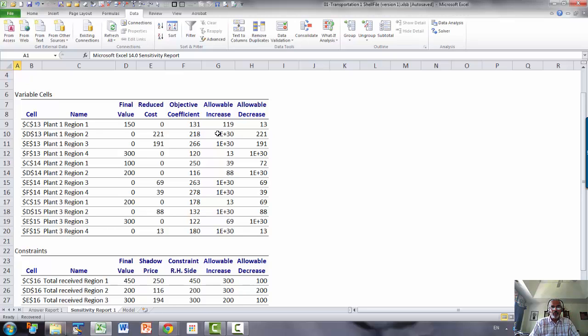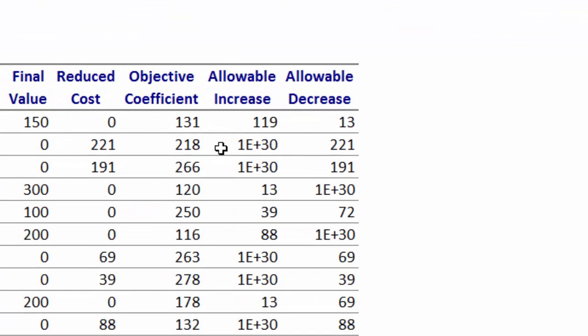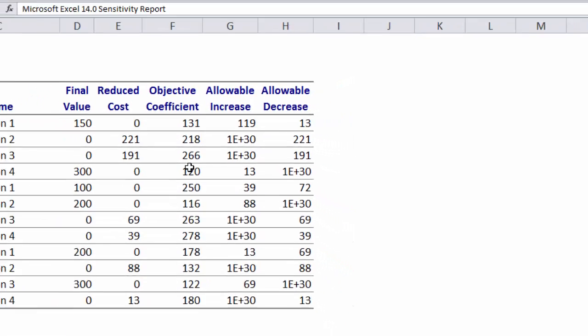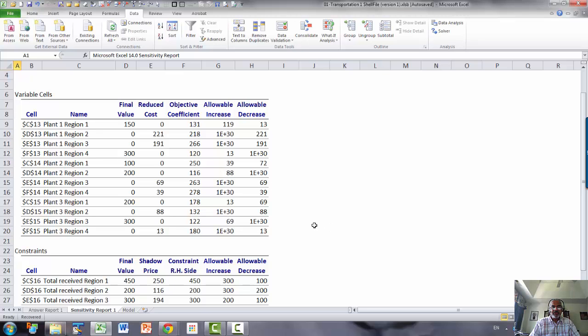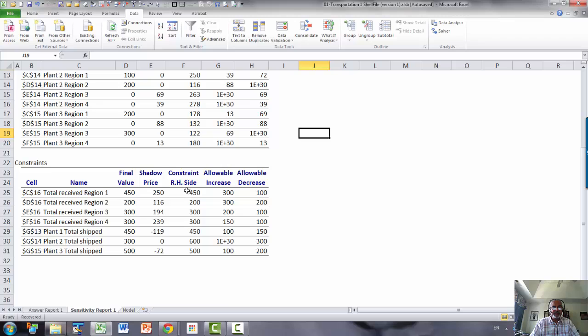Here 1E+30 means infinity. That's a very, very large number. So allowable increase and allowable decrease from that. That's the sensitivity analysis for the objective function. And here these are the sensitivity analysis values for the constraints.